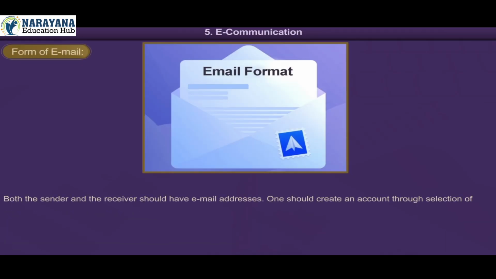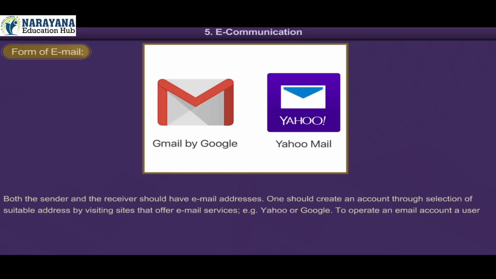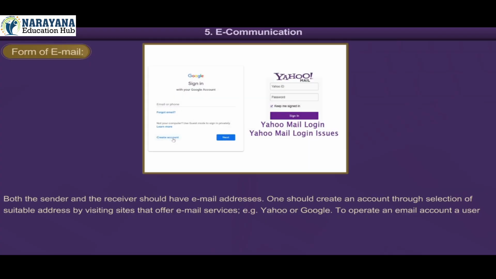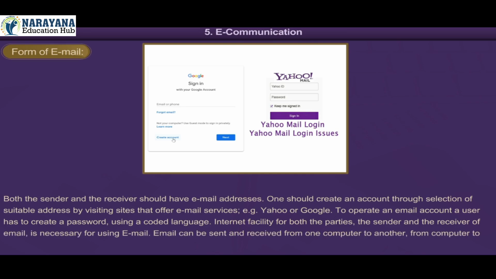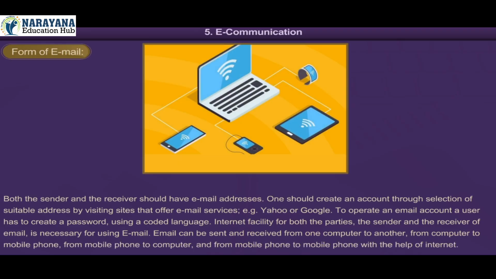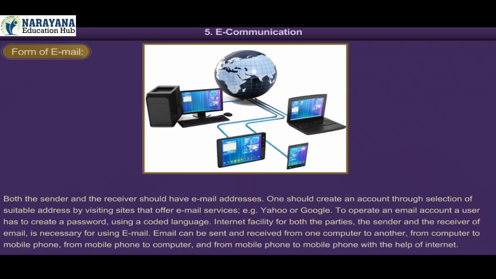Form of email. Both the sender and the receiver should have email addresses. One should create an account through selection of a suitable address by visiting sites that offer email services, for example, Yahoo or Google. To operate an email account, a user has to create a password using a coded language. Internet facility for both parties, the sender and the receiver of email, is necessary for using email. Email can be sent and received from one computer to another, from computer to mobile phone, from mobile phone to computer, and from mobile phone to mobile phone with the help of internet.